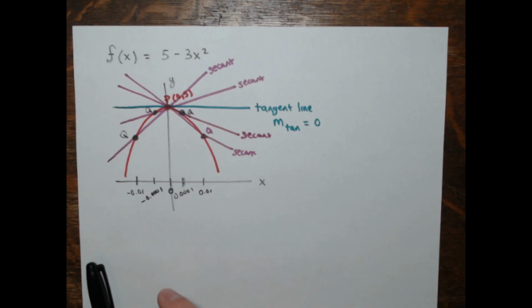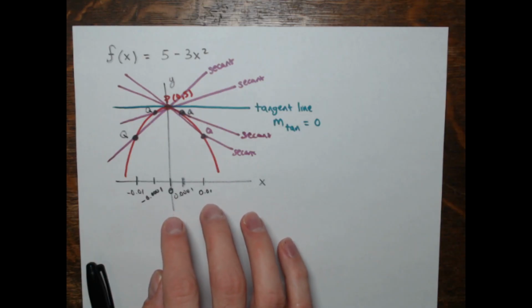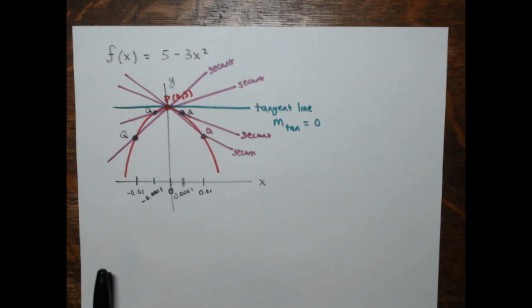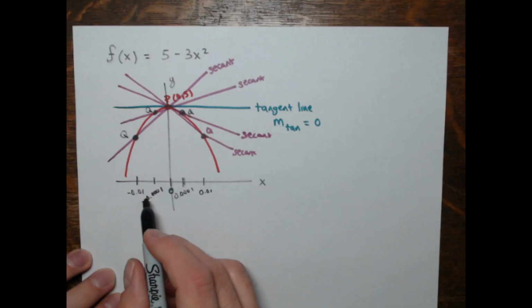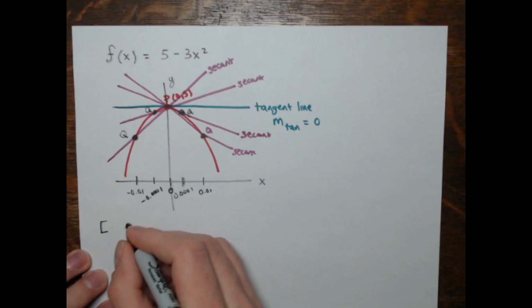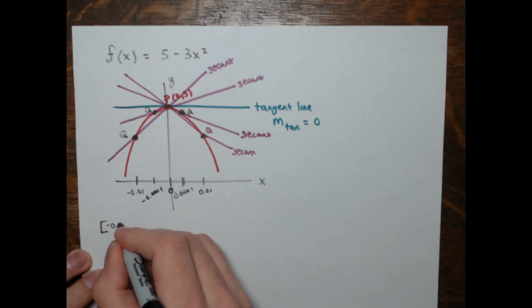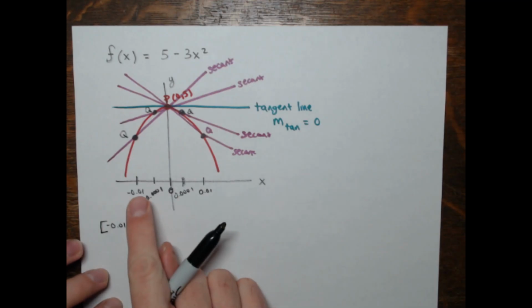Now, rather than, you know what, I will just do this. All right, so let's do the secant line from negative 0.01 to 0. All right, with that value. So I'm going to find the average.